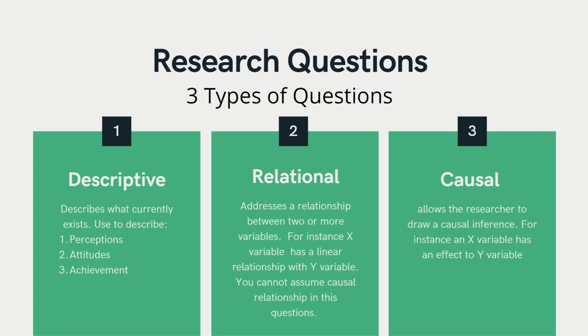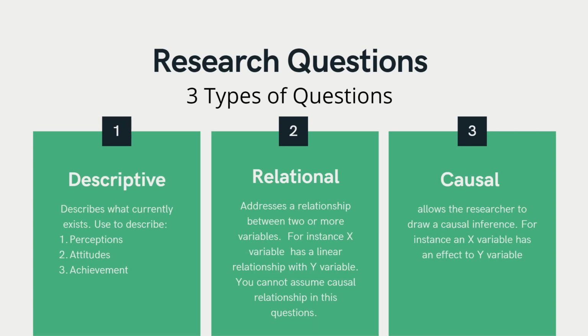So it is usually measured through tests, right? So when you do descriptive questions, your point is just to describe or to quantify whatever you want to measure, right? So in number two, the second kind of research question that you can ask is what you call relational. So this addresses a relationship between two or more variables. For instance, X variable has a linear relationship with Y variable.